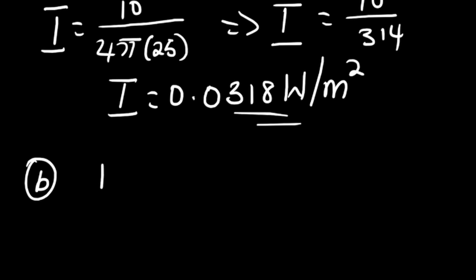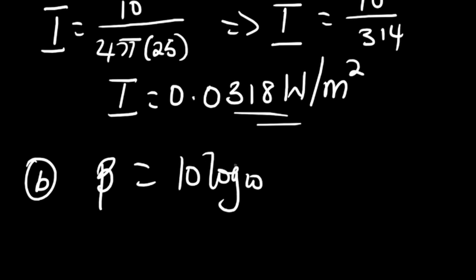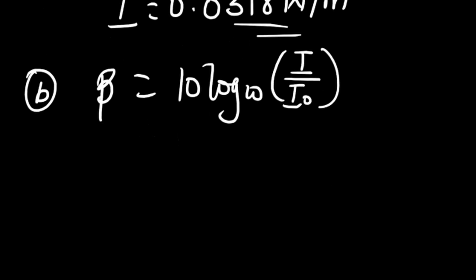We say the decibel scale is equal to 10 log base 10, multiplied by the sound intensity, which we've already found, over I naught, which is called the threshold of human hearing. I already gave us the value, which is 1.0 times 10 to the power of minus 12.